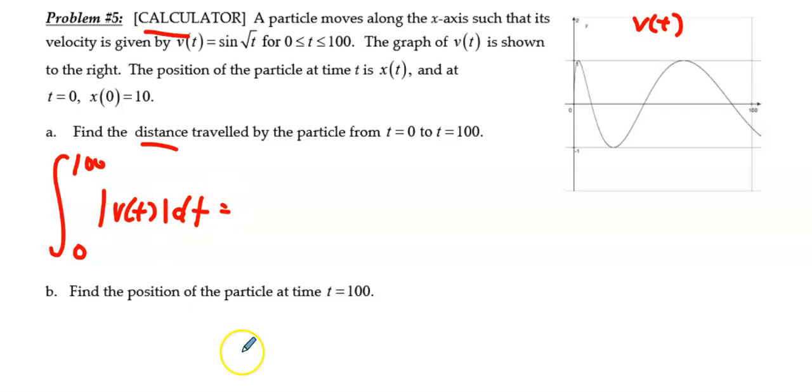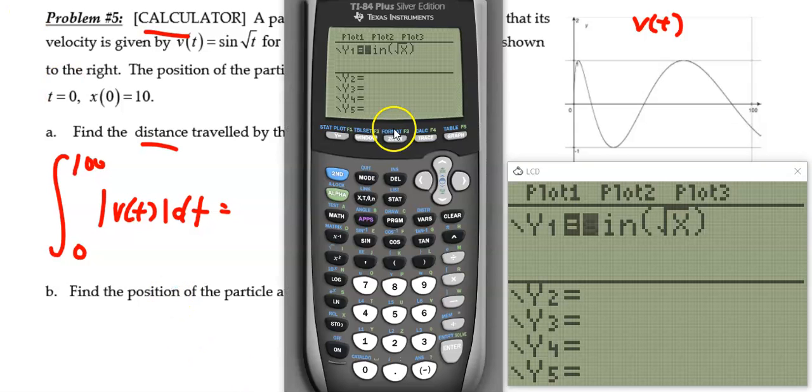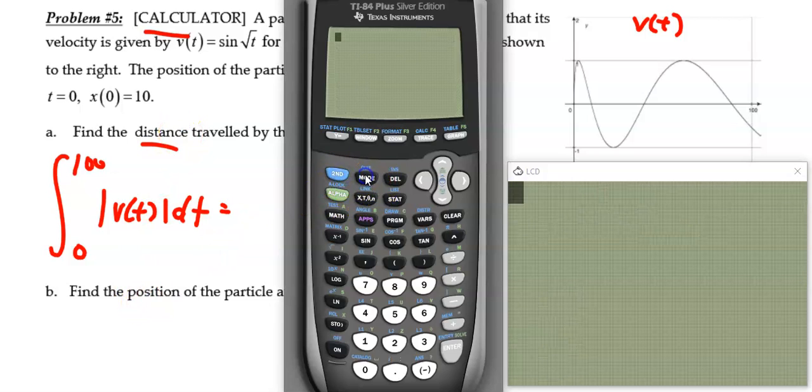Okay, so now let me go ahead and get my little calculator up. So you guys can see that I've gone ahead and typed into y1 the sine of the square root of x. And so I'm storing my velocity as y1. And that's really a good thing for us to do because we're going to need it for our distance and our position. So we want to go ahead and store that as y1, and then we're going to get out of this. And so we're going to always do math 9, and we're going to go ahead and type in 0 and then 100 right here.